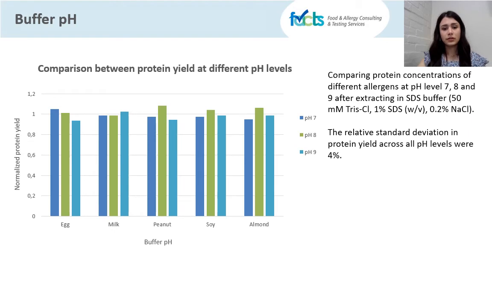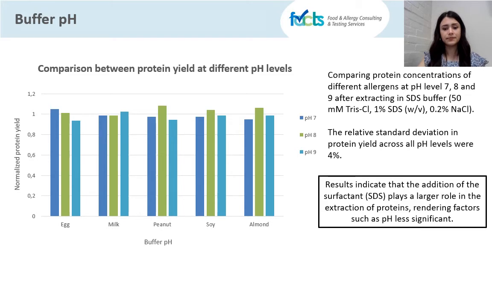The protein concentrations of those same extracts were determined via Bradford's assay. There was no significant difference between the protein content at the different pH levels, with a relative standard deviation of only 4%. Results indicate that the addition of the surfactant, STS, plays a larger role in the extraction of proteins, rendering factors such as pH less significant.